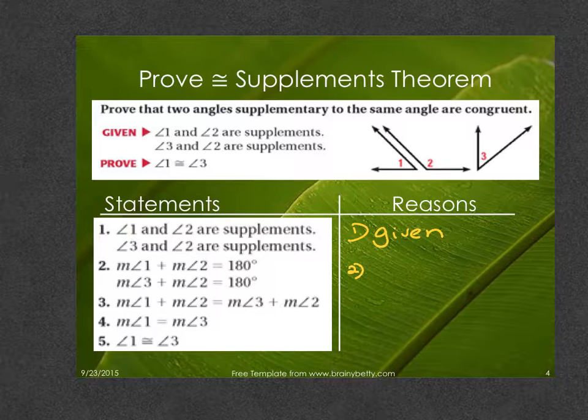Just like throwing out words. Definition of... Did you see the word straight angle in there? Supplements. Good. Three: 1 plus 2 equals 3 plus 4, 3 plus 2. What's that? Substitution. We replaced 180 with what 180 equals. Substitution.